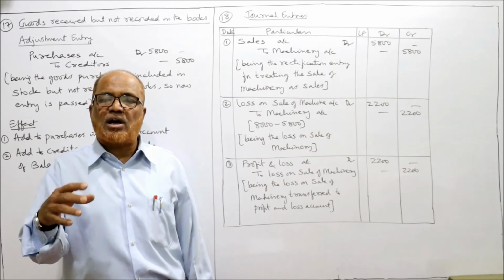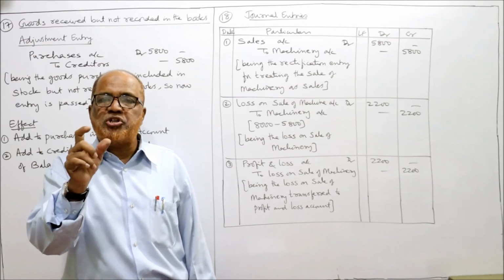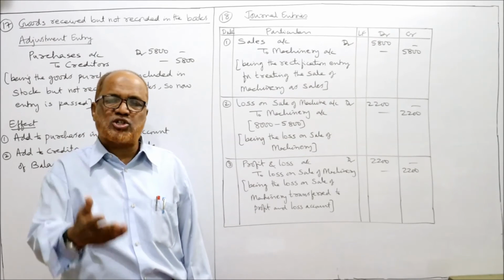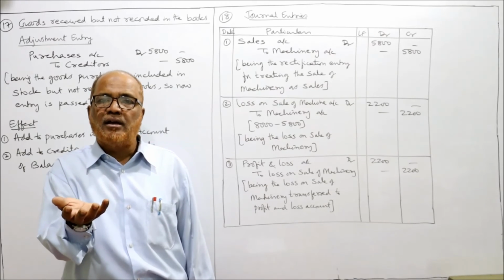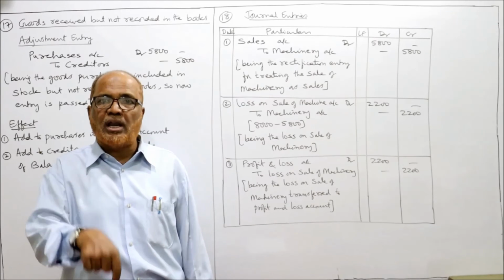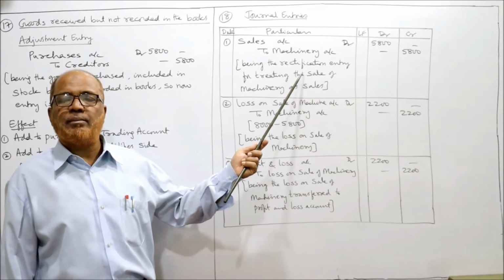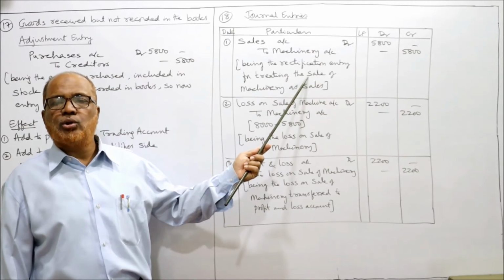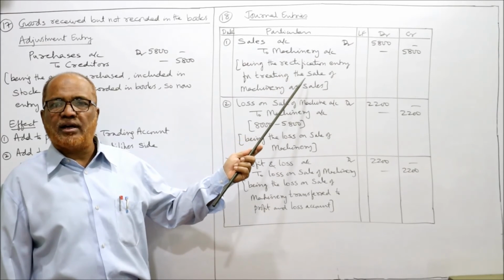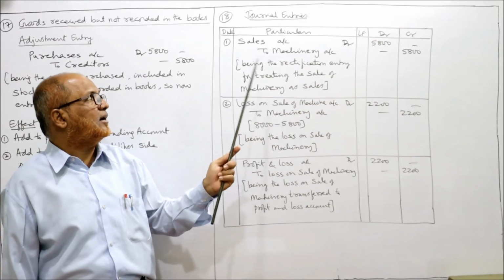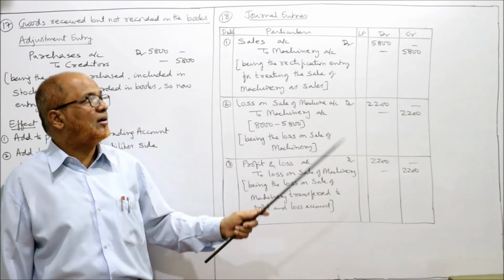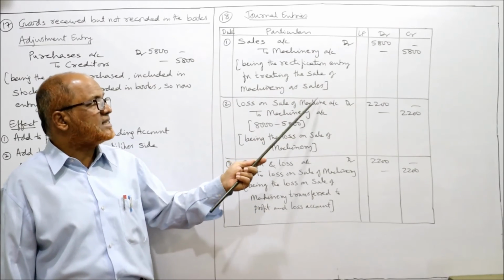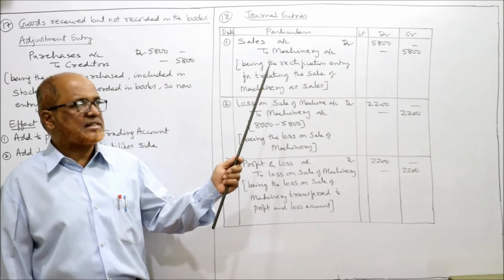And which account should have been credited? Machinery account should have been credited when we sell the machine. It was not credited, so now I am crediting machinery account. So to rectify that: sales account debit to machinery account 5,800, being rectification entry for treating the sale of machinery as sales. This is the first entry.